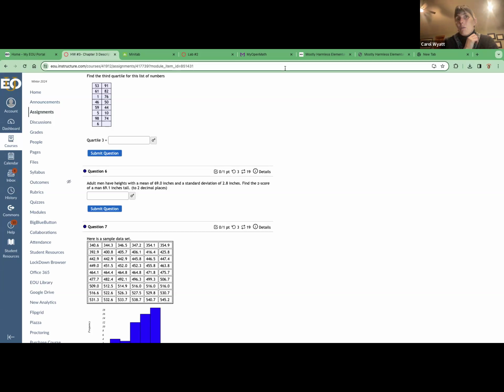Because when you move forward in this class and we start doing hypothesis tests and finding critical values and those types of things, this calculator is by far easiest to use. It just makes things a lot easier.